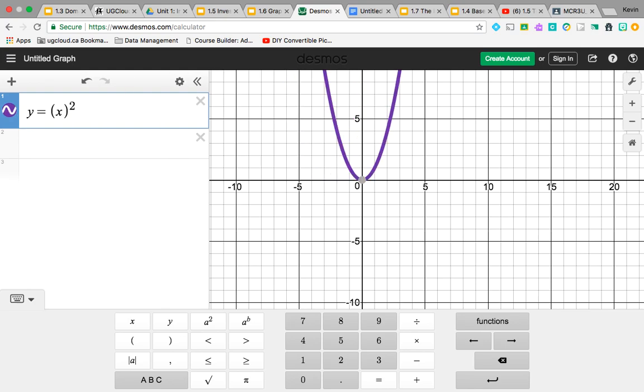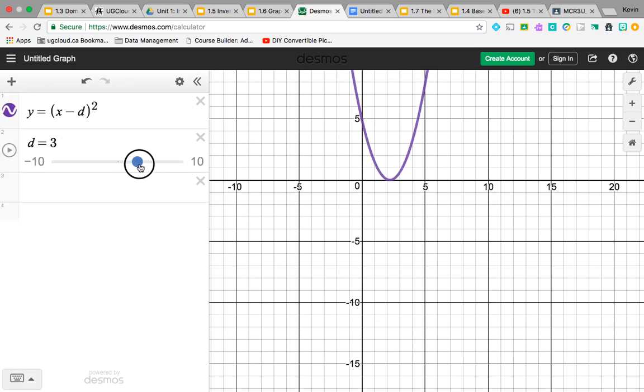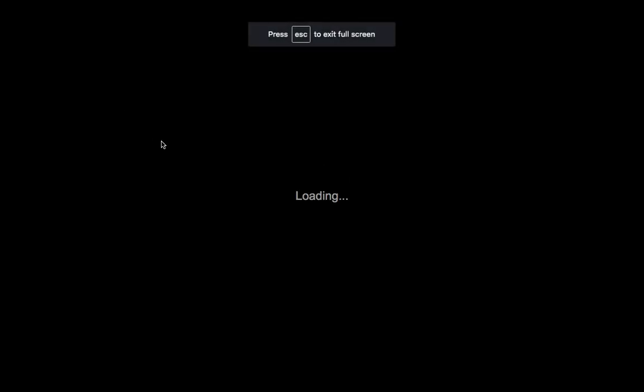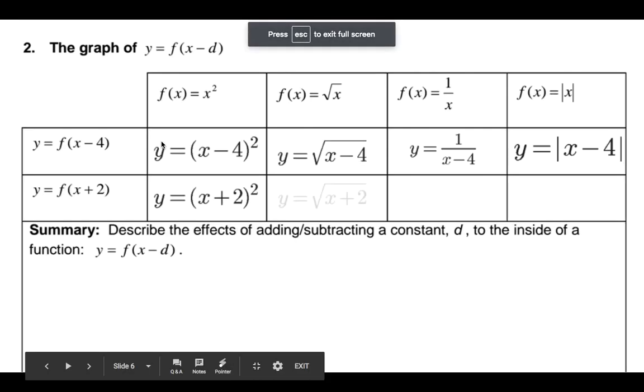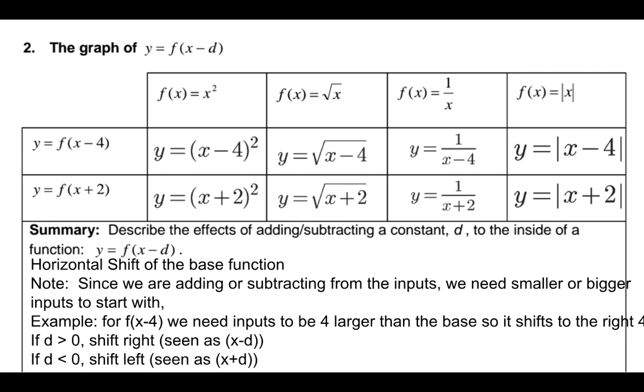So if we did minus d and add a slider, it shifts it to the right when it's minus a number. So this is like minus 7, minus 8. And it shifts it to the left when it's plus a number. So this is like a minus minus, which would really show up as a plus in the equation. And so in terms of transformations, if you graph them, they shift left or right.